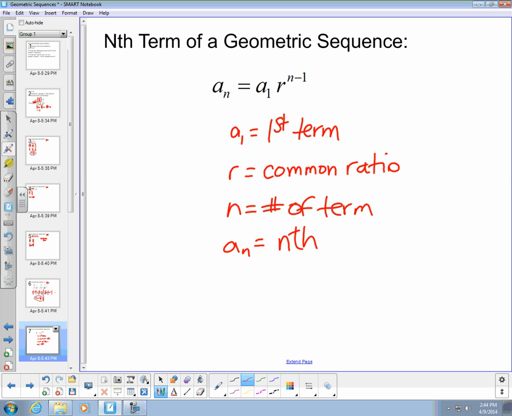That's kind of our generic. It's like using a variable x to represent unknown numbers. So our nth term, or any term that we want to find, is a sub n. Okay, let's look at an example of how to use this.